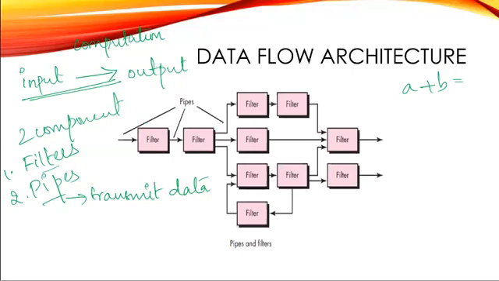Now these filters do not require any knowledge of the working being done by the neighbor filter. They do not require any knowledge whether it is doing A plus B, A minus B, whatever computation is done, it is none of their concern. They're just going to do the job that is assigned to that particular filter. Now, two important components are there, filters and pipes. Filters are just going to perform computations and transform, and they do not require any knowledge of the other filters, whereas pipes are just going to transmit this data.